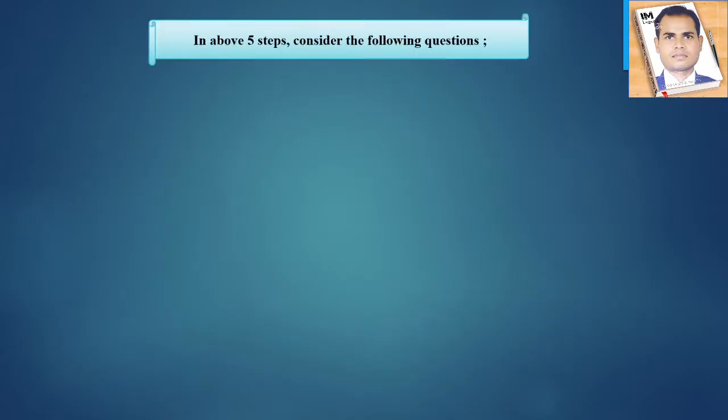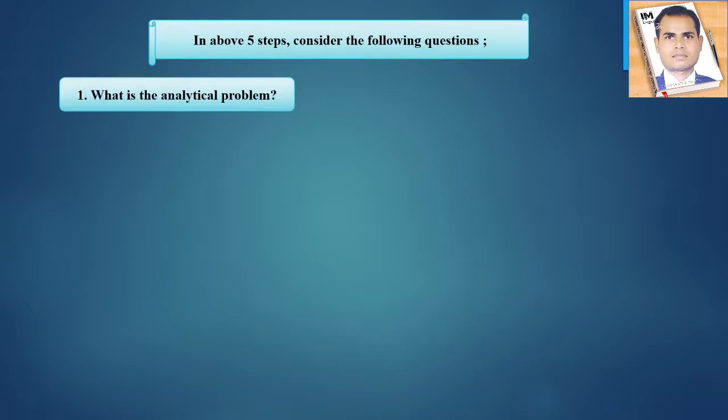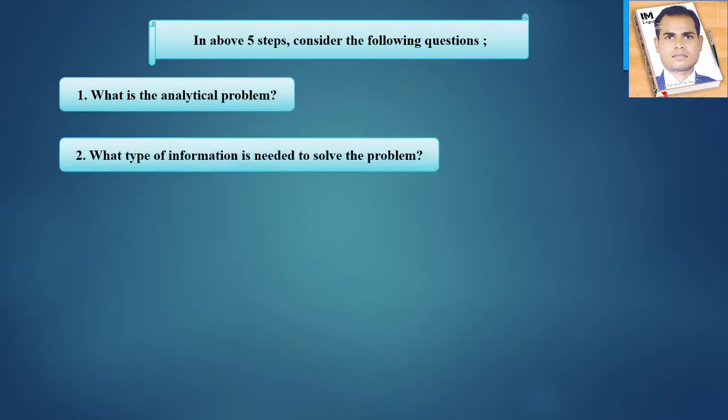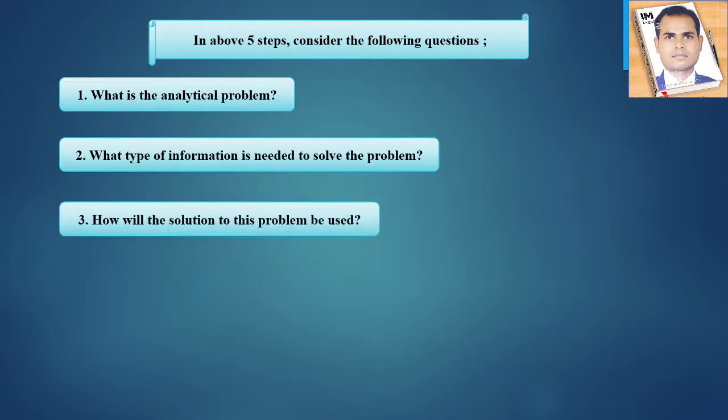In the above steps, consider the following questions. In the first, what is the analytical problem? What should be the analytical problem? Next is, what type of information is needed to solve the problem? Right? If you want to analyze any kind of sample, which kind of information should we know, right? And the next is, how will the solution to this problem be used? Okay, so we have to think about which procedure we can use to solve the problem. So like this, we have to know these questions.